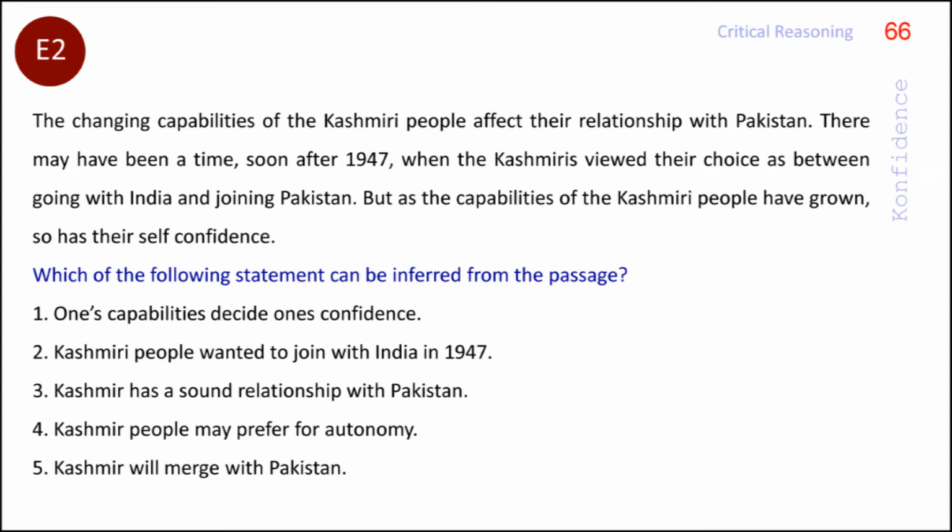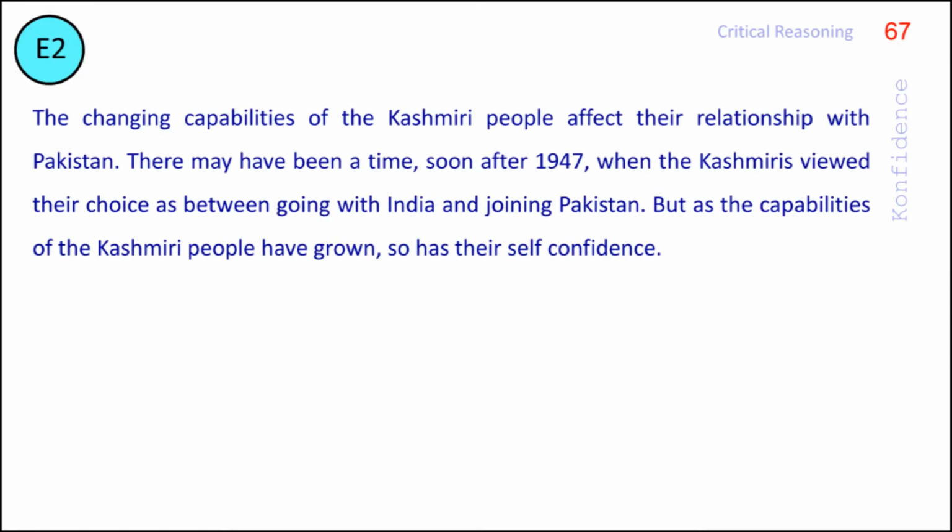Here we are asked to identify the statement that can be inferred from the passage. The passage talks about the changing capabilities of Kashmiri people. Let us read the text once again. The changing capabilities of the Kashmiri people affect their relationship with Pakistan. There may have been a time soon after 1947 when the Kashmiris viewed their choice as between going with India and joining Pakistan. But as the capabilities of the Kashmiri people have grown, so has their self-confidence.